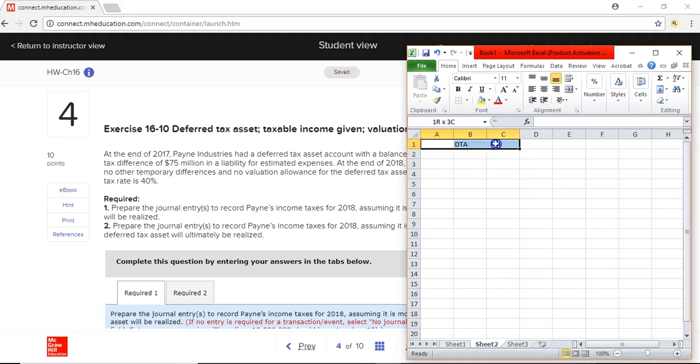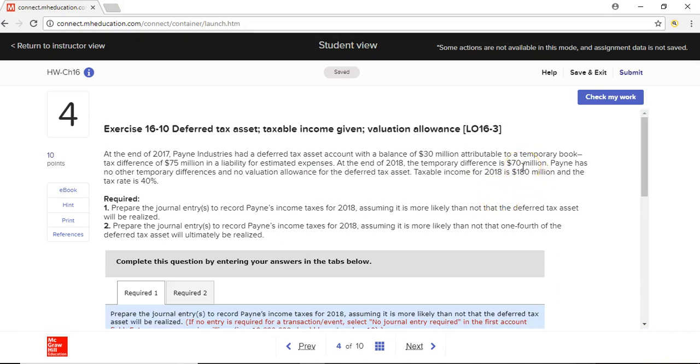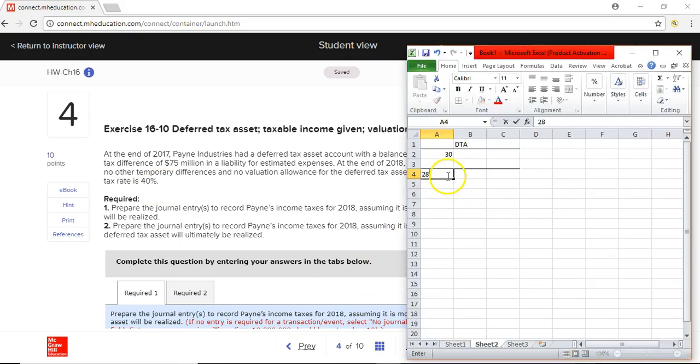The deferred tax assets T account. At the beginning of the year, we have $30 million. At the end of the year, the 70 million future deductible amount should be multiplied by 40% to get the deferred tax asset. So 40% multiplied by 70, $28 million. Therefore, the change during the year is a credit amount, which is a decrease by $2 million.